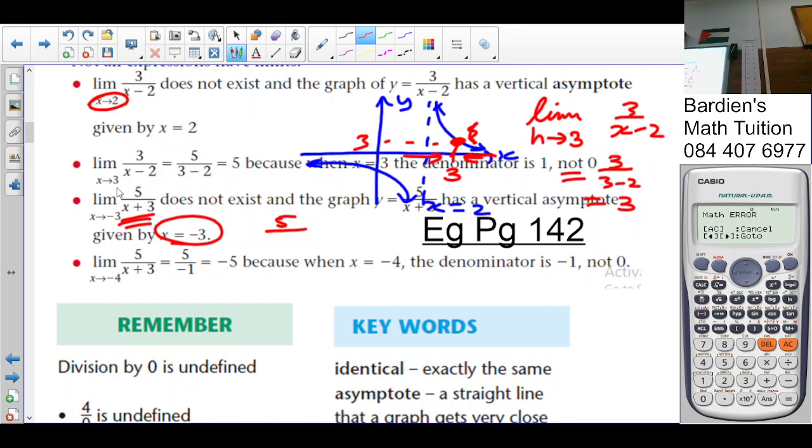However, here again, for the fourth bullet, the limit as x approaches negative 4 of 5 over x plus 3, you substitute minus 4 in there, and then you get minus 5. So does this limit exist? Yes. At minus 4. Where the limit does not exist is at x equal to minus 3. Okay. So again, that's your vertical asymptote that comes into play here.